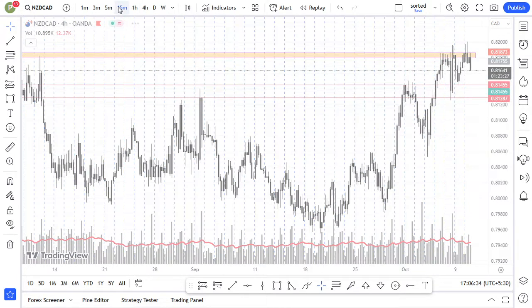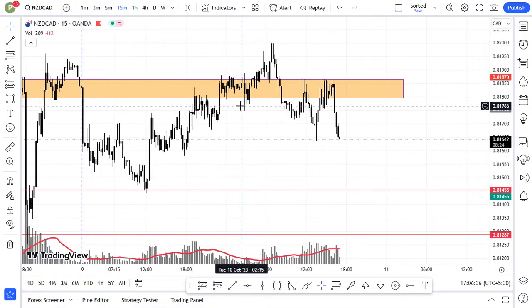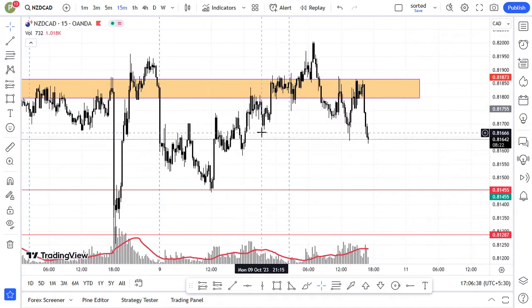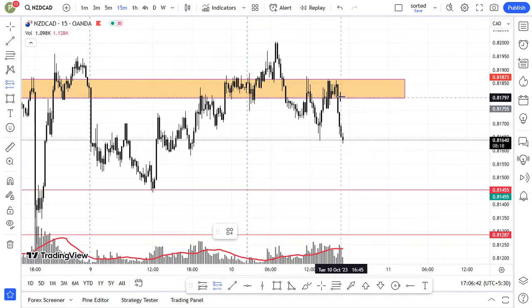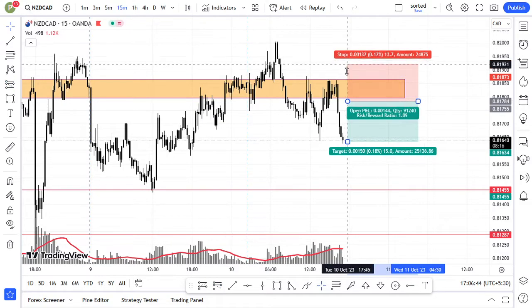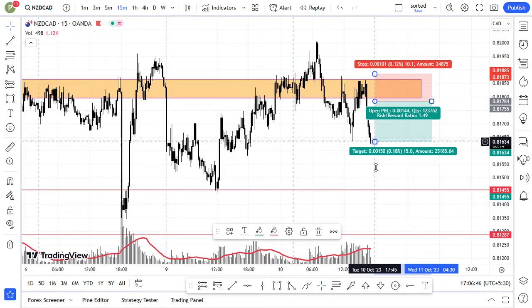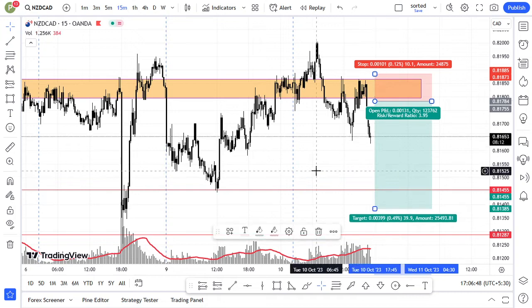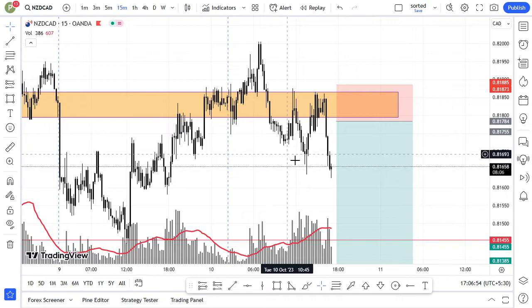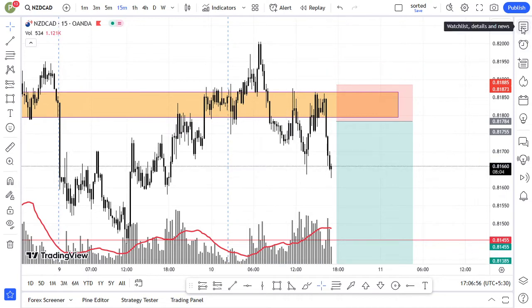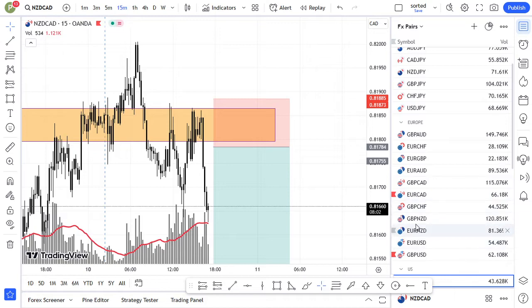Coming to the 15-minute, which is our trading time frame, I mean to say I used to take entries and place stop loss in this time frame. So I'm willing this price to come somewhat here, and I would love to place my stop loss here and take this up to this level. So let's see how this develops in the coming hours as New York is going to open after 30 minutes. So this is my idea behind New Zealand CAD.